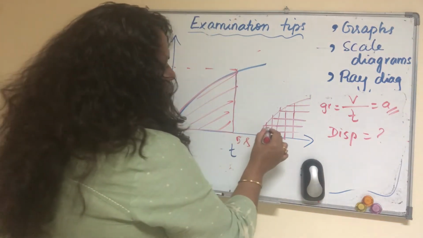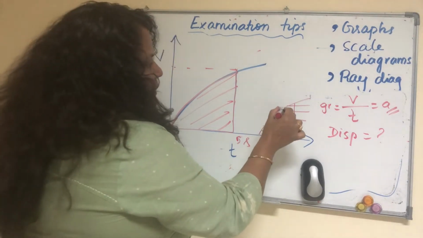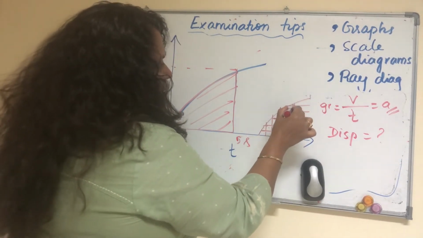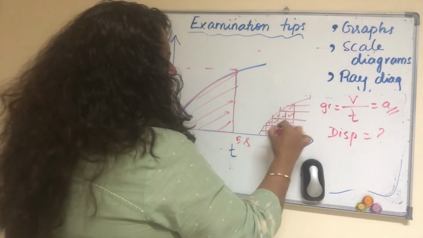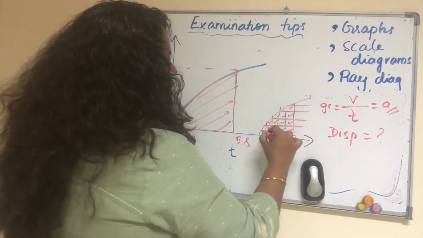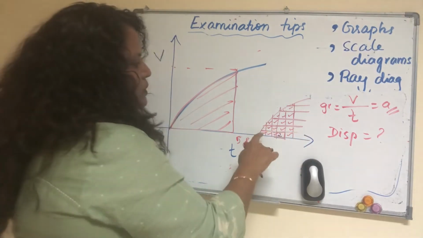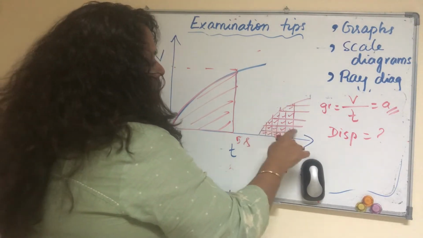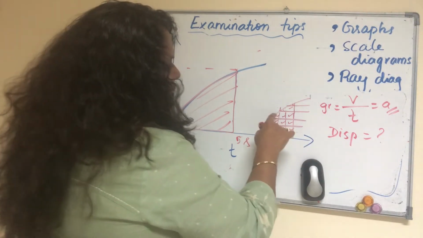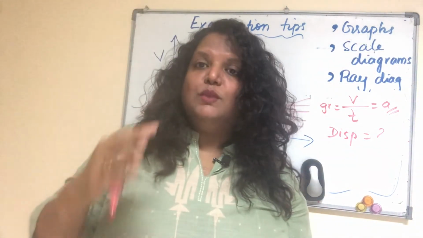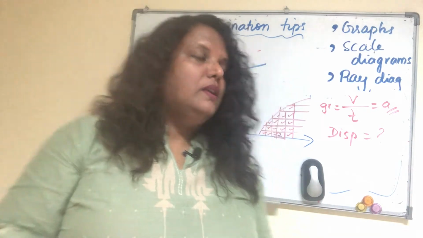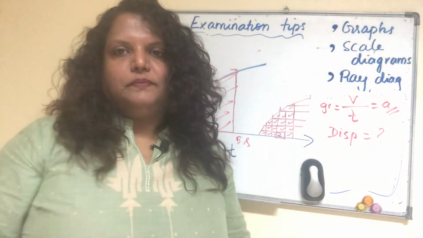So you count the number of squares. So this I will omit. This I will omit. This also I will omit. But all this I will count as full squares, and then you multiply it with 2. So 1, 2, 3, 4, 5, 9, 13, 16, 17 multiplied by 2. So 34 meters will be the displacement or the distance covered in that particular section.